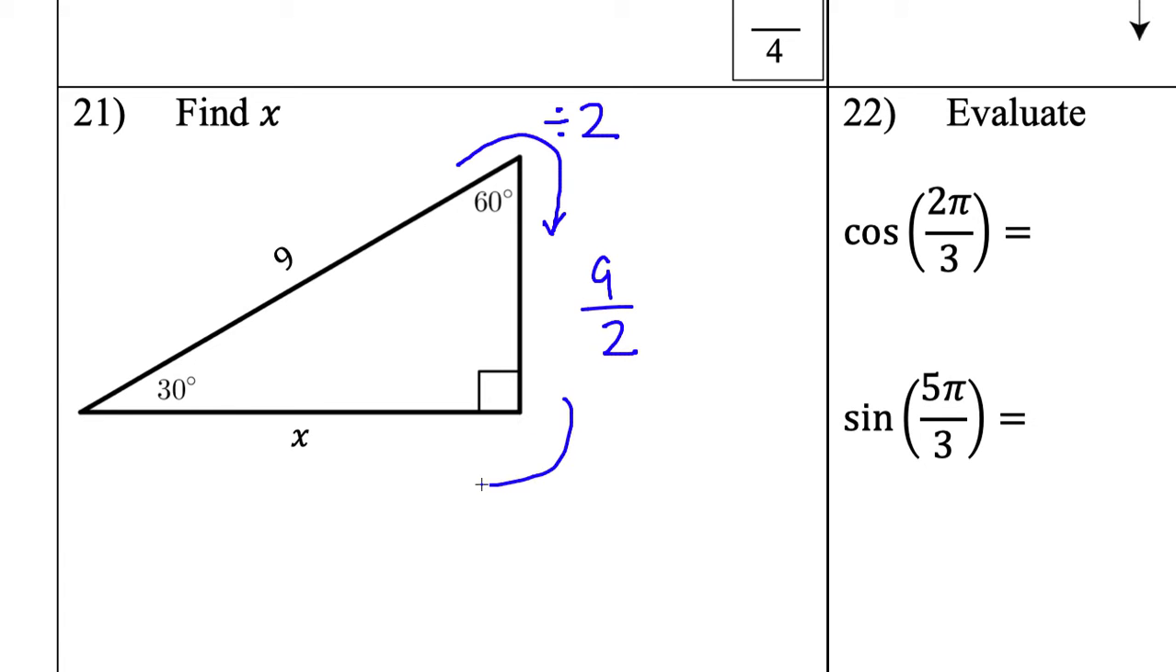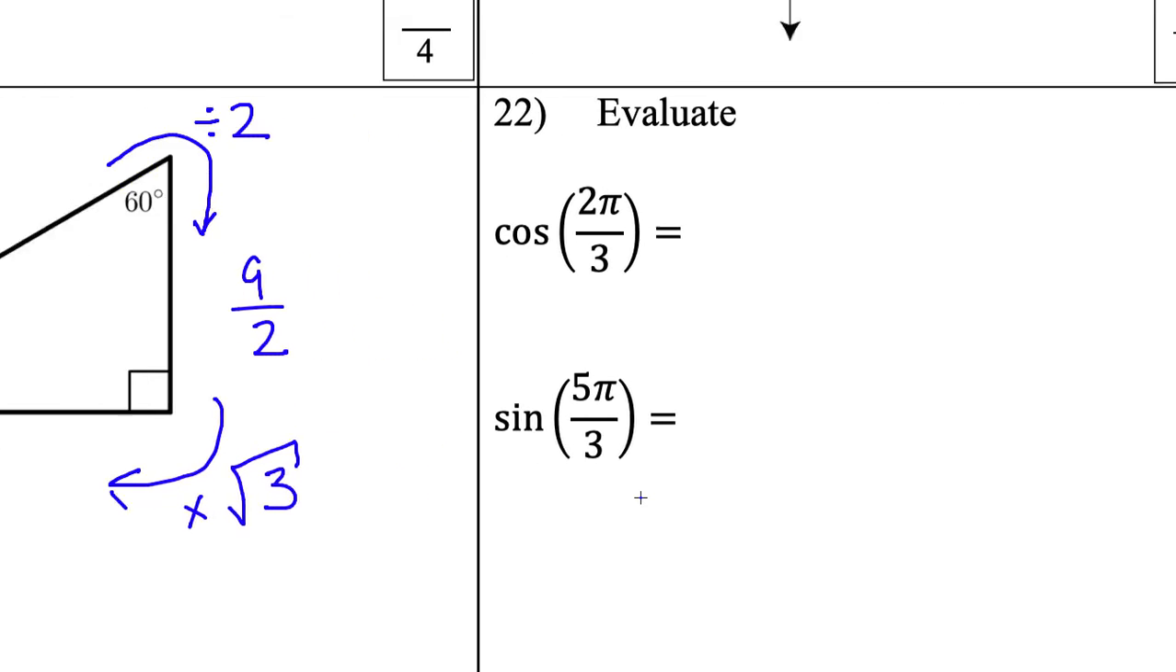But then I have to go from 9 over 2, from the short leg to the long leg. What operation do I do from the short leg to the long leg? I multiply by square root of 3. Again, this is just something that I hope you guys have memorized. This is also super valuable for the SAT if you had to take that or have to take that. I guess you don't really use it too much in AP Calculus. You do use it in terms of the unit circle, though.